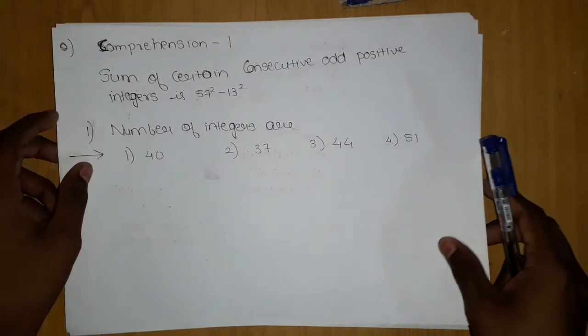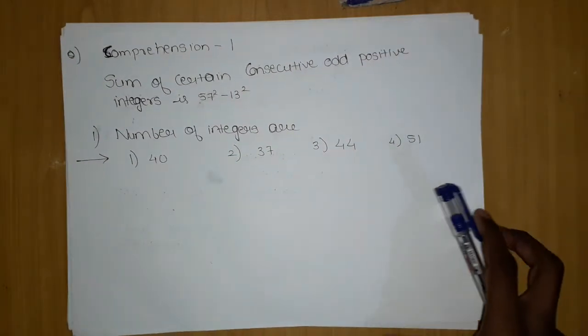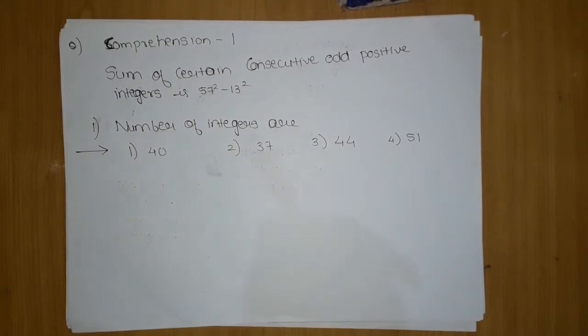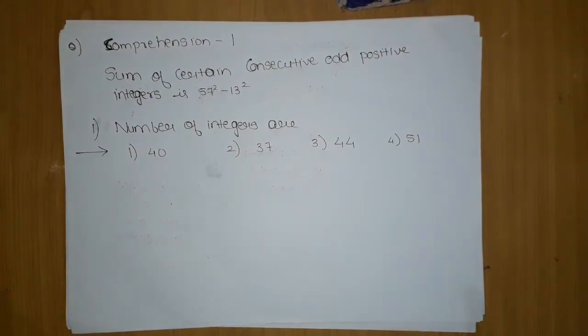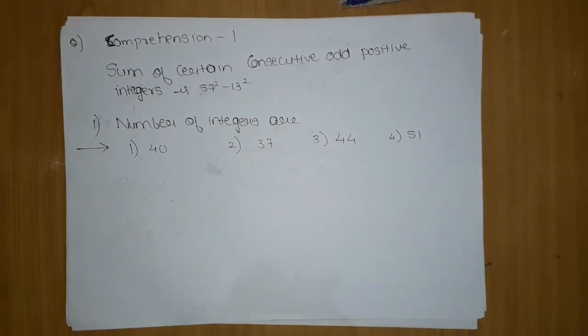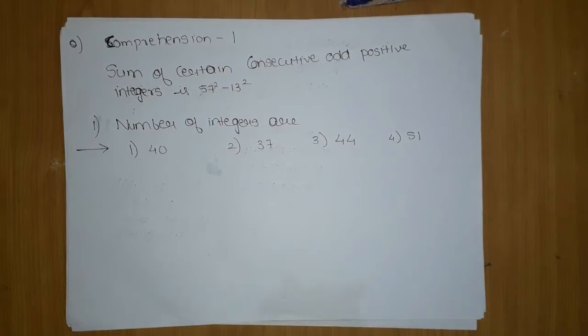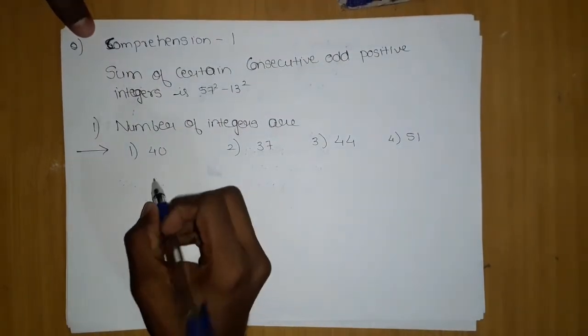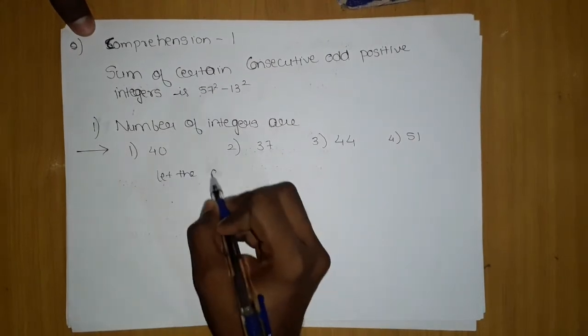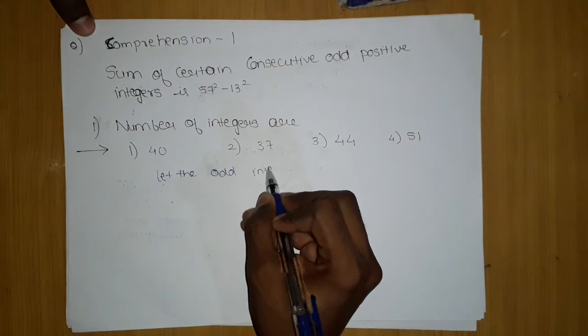So the first comprehension. This is the first comprehension, which says the sum of certain consecutive odd positive integers is 57 square minus 13 square. Then the number of integers are, it is firstly asking the number of integers. So it is telling that certain consecutive odd integers, so we can consider, let the odd integers be.